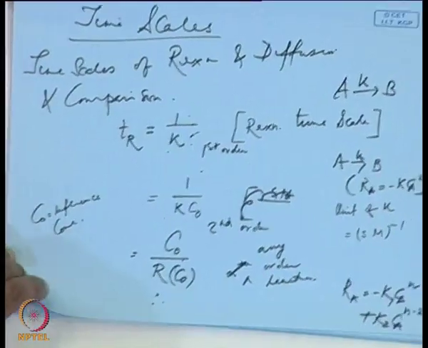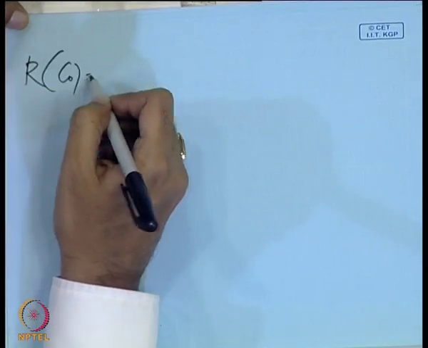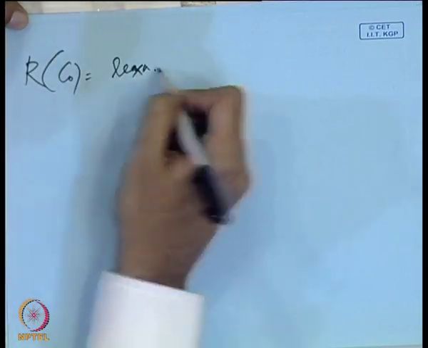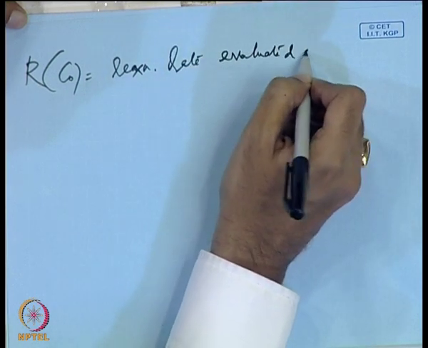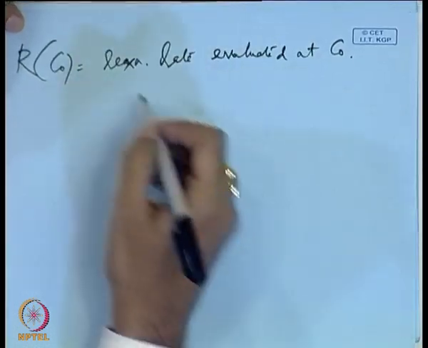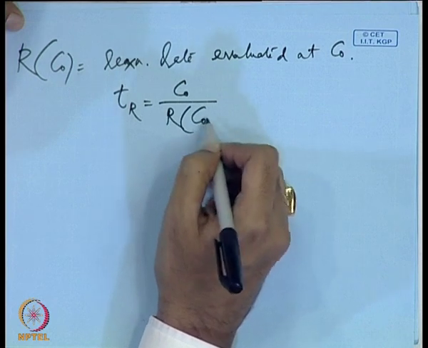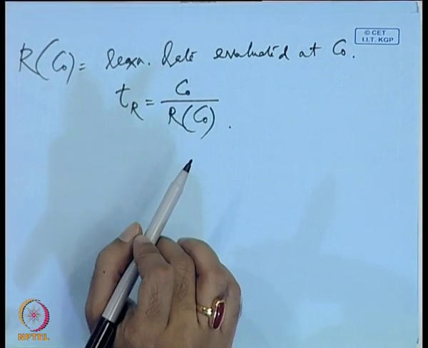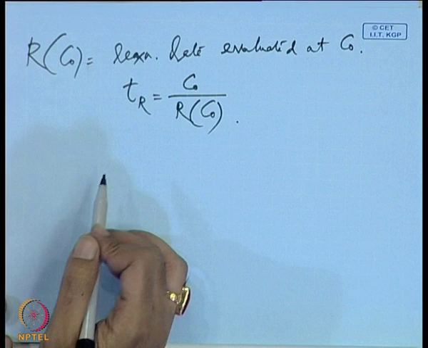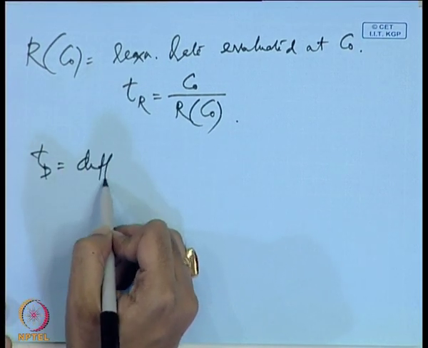Reaction rate evaluated at concentration C naught. Okay. So, R C naught is fine. So, this is a generalized expression for any reaction rate we got. Now, we have to figure out what is the diffusion time.